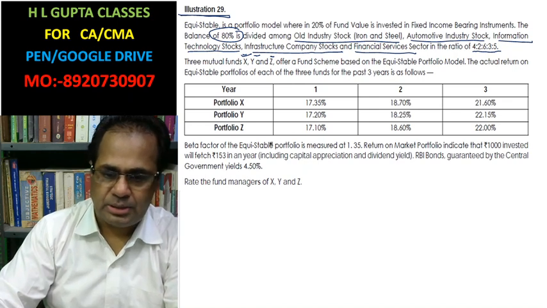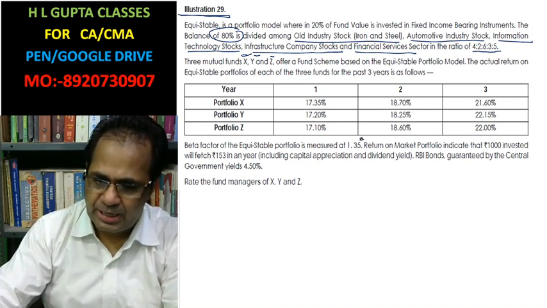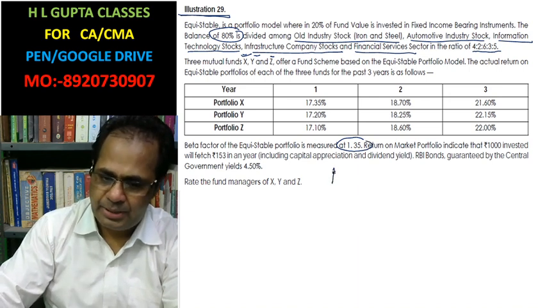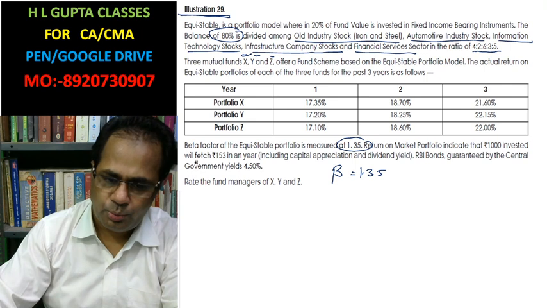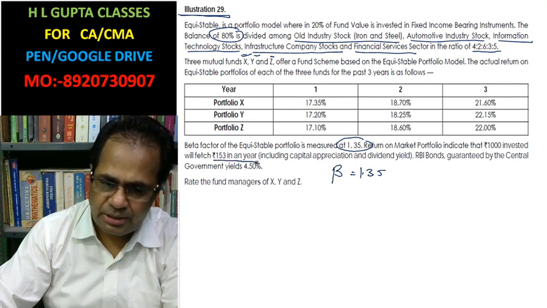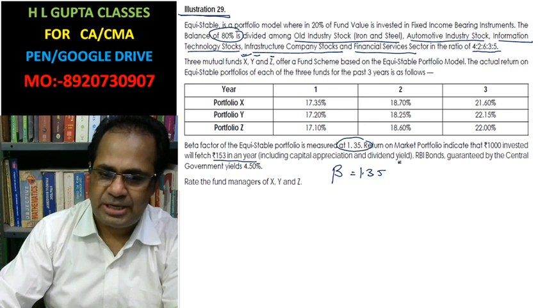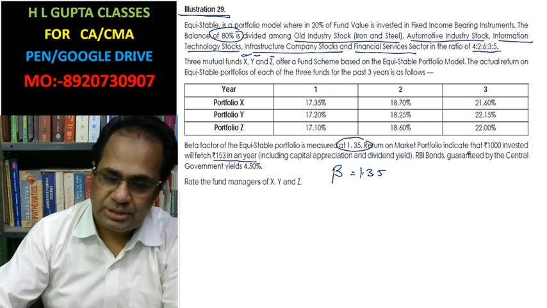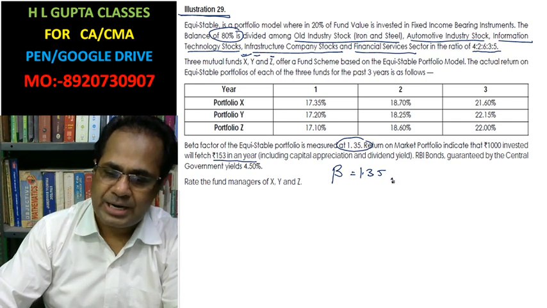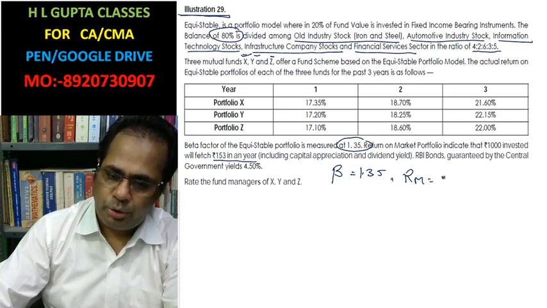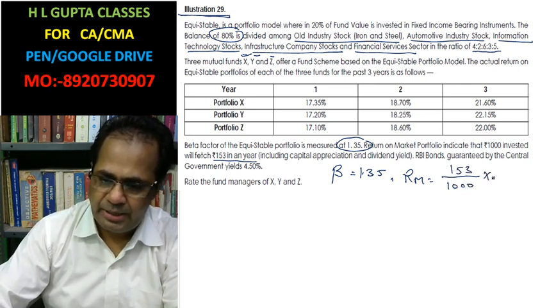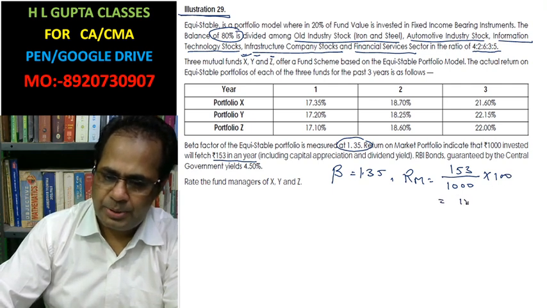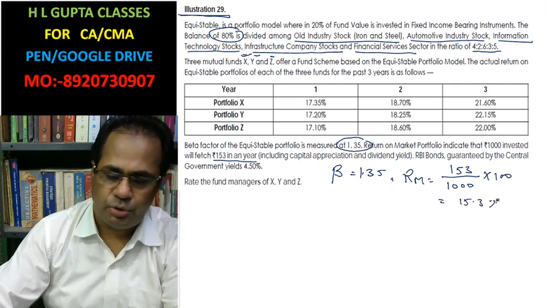Beta factor of the equistable portfolio measure. This is the beta, 1.35. Return on the market portfolio indicates that a rupees 1,000 investment will fetch rupees 153 in a year, including capital appreciation and dividend yield. By using this, we can calculate the return on the market portfolio: 153 into 100, that equals 15.3% is the return of the market portfolio.